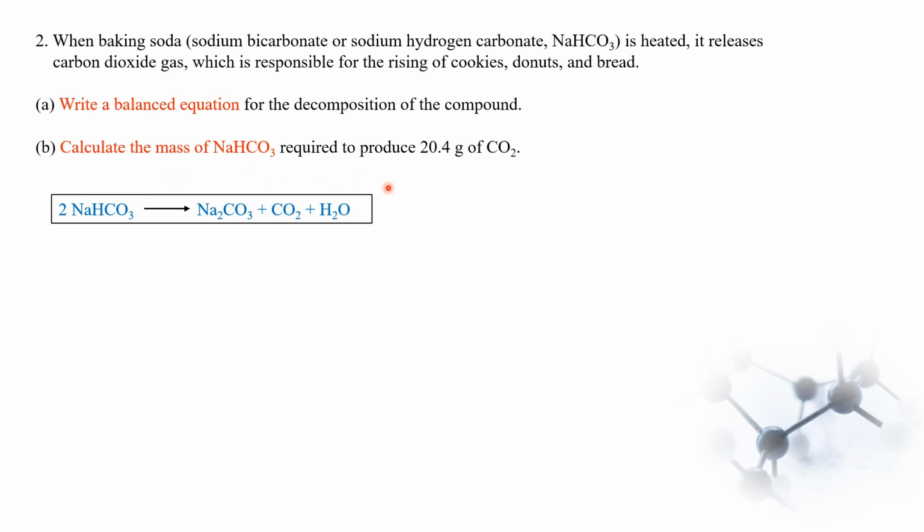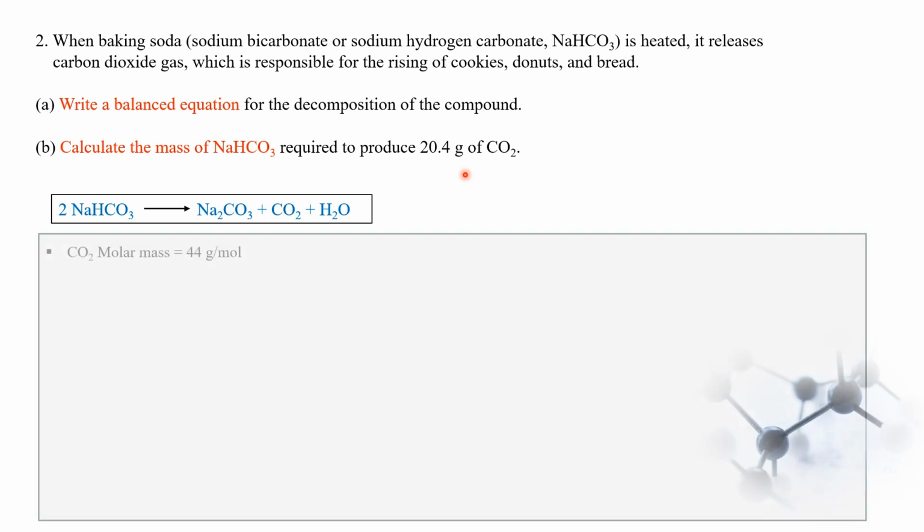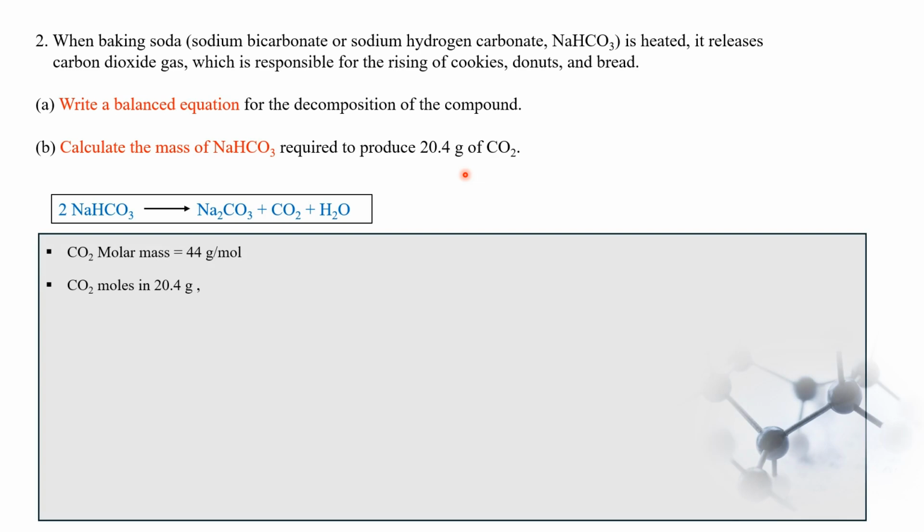Now using this balanced equation, part B: calculate the mass of sodium bicarbonate required to produce 20.4 grams of carbon dioxide. If you have a gram quantity, the first step is to convert it into moles. How many moles of CO2, using the molar mass of carbon dioxide? The molar mass of carbon dioxide is 44 grams per mole and the carbon dioxide mass is 20.4 grams. Mass divided by molar mass gives the number of moles. 20.4 grams divided by 44 is equal to 0.464 moles of carbon dioxide.